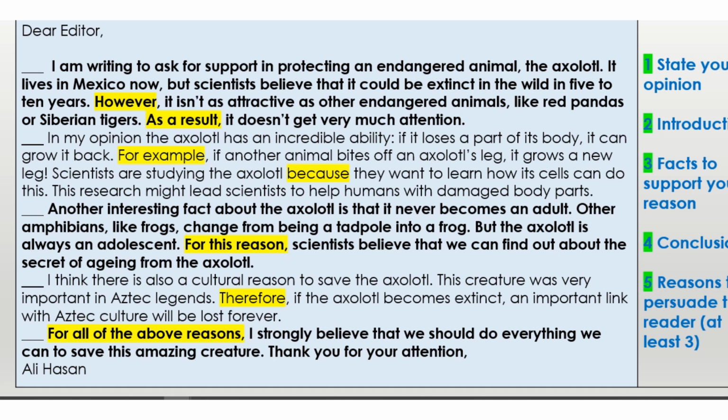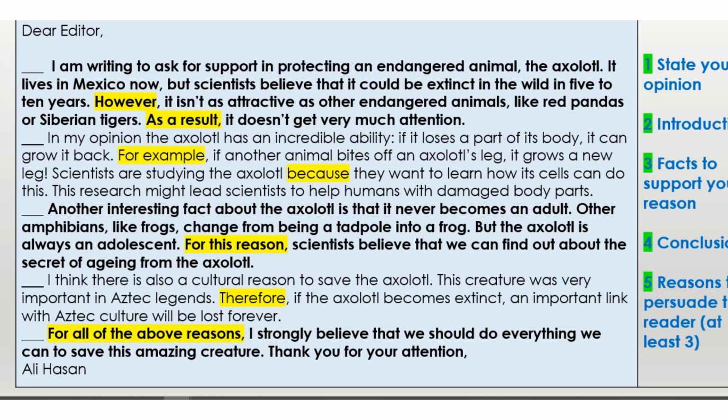The axolotl is an amphibian, which means it lives in water and it lives on land. And also it has no backbone. The other thing is that it never grows old. The axolotl never grows old. It is always adolescent. When it loses a part of its body, it replaces it. Why it doesn't grow old, scientists try to find out.